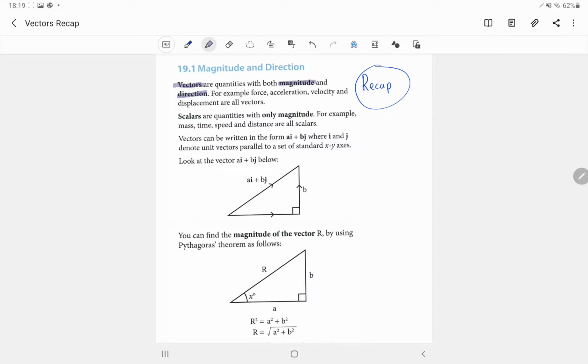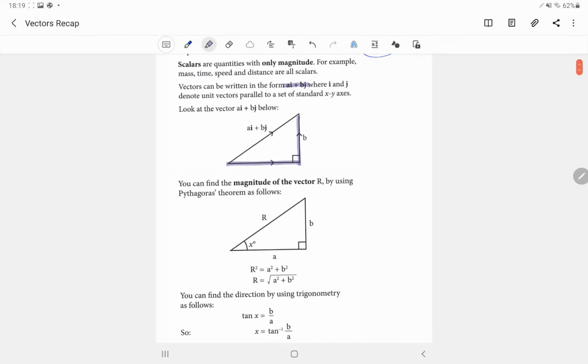Vectors are written with two components, an i component and a j component. The i component is your horizontal component and j the vertical. So that vector has a horizontal component of a and a vertical component of b. It's a little like x and y, x going across and y going up.